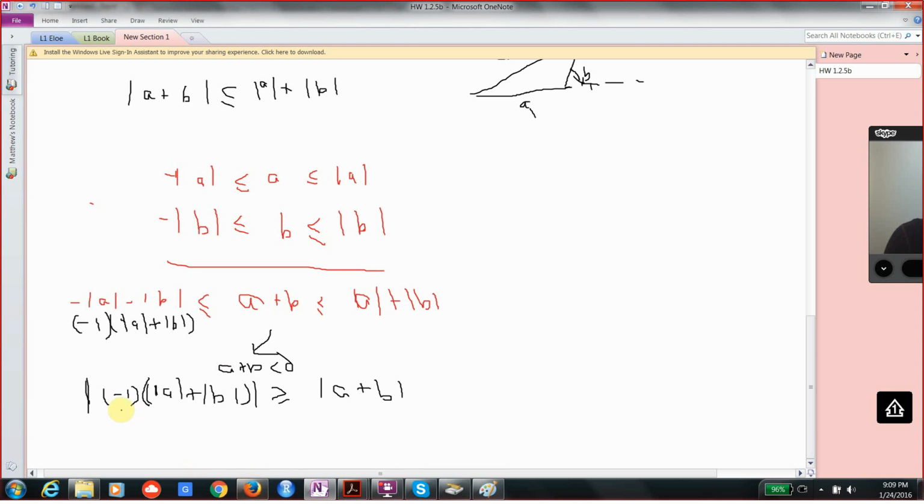Now notice what I'm going to do. I have the absolute value of negative 1 times this. Sorry, let me back up, we'll do this one more time. The absolute value of negative 1 times the quantity absolute value of A plus the absolute value of B.